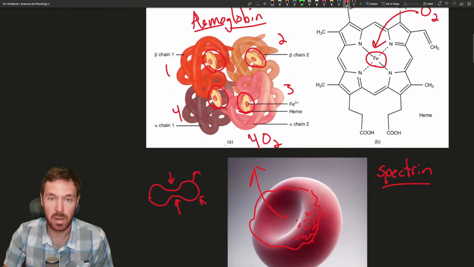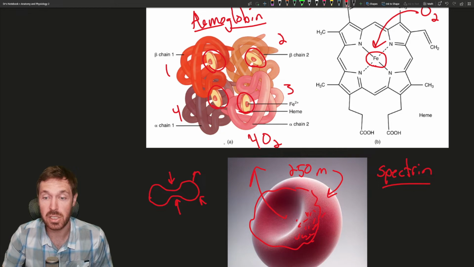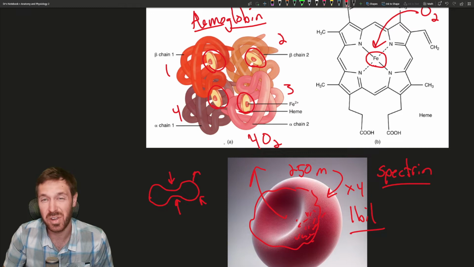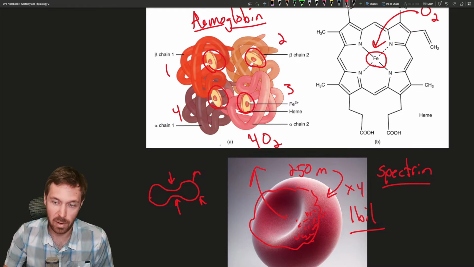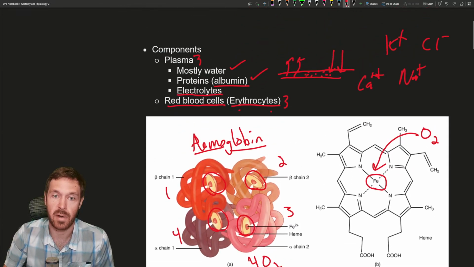Now, when you pack these red blood cells with hemoglobin, you can fit about 250 million hemoglobins into one red blood cell. That's a lot of protein, and each of those can carry 4 oxygens. That means 250 million times 4 is about 1 billion oxygen molecules in one little red blood cell. And you can have about 4 million red blood cells in 1 microliter. 1 microliter is very small. 1 milliliter has 1,000 microliters in it, just to give you an idea of how small that volume is. So you can carry a lot of oxygen in your blood.